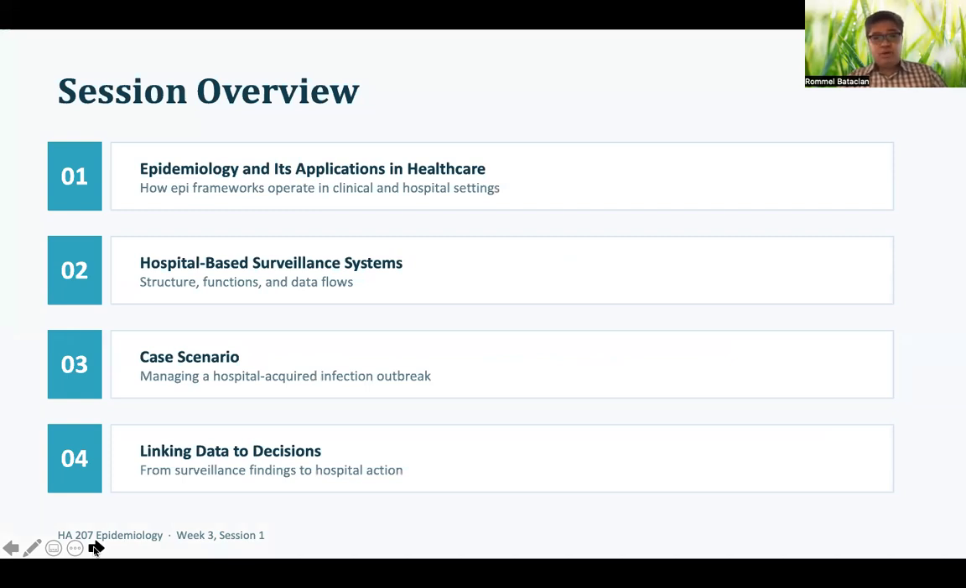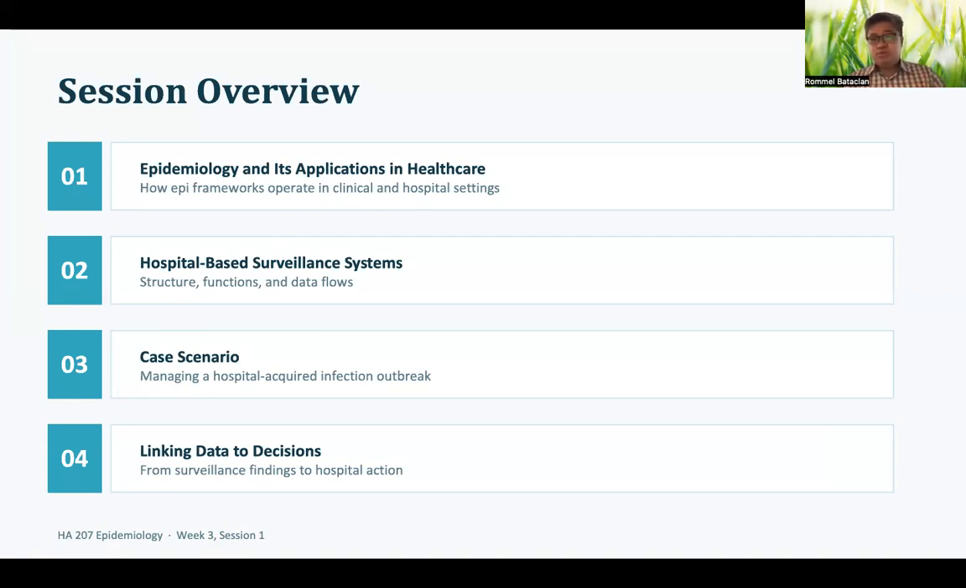So again, we'll start with some conceptual grounding, like what exactly is hospital-based epidemiology and how does it differ from what you may have studied in public health setting. And then we will move to hospital-based surveillance systems. This is the machinery that makes the hospital epidemiology work. And after that, I will give you the case scenario which you have to ponder after this lecture, and we will close it by tying all of it back to decision making. So think of this as the 4 parts.